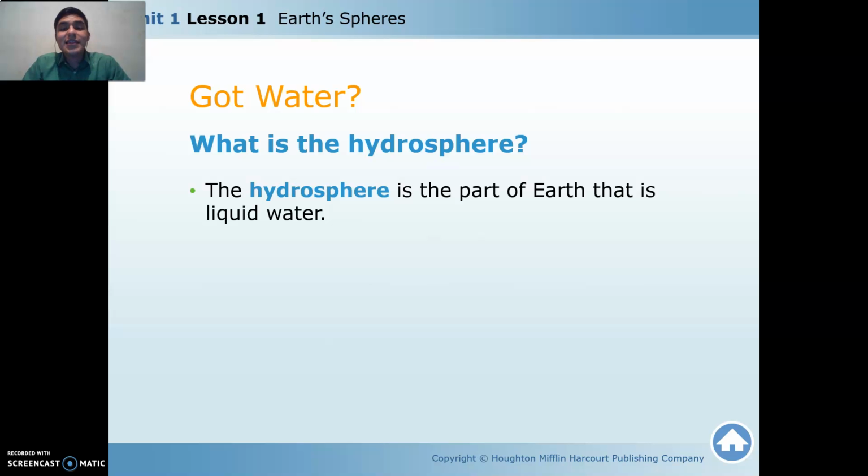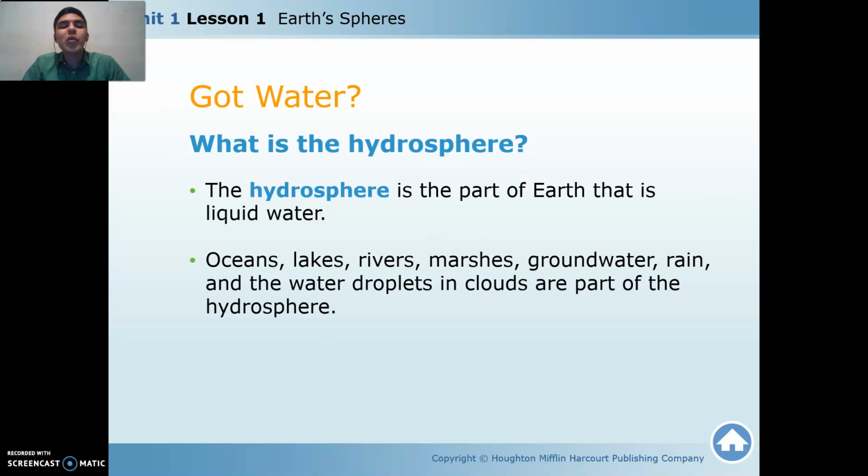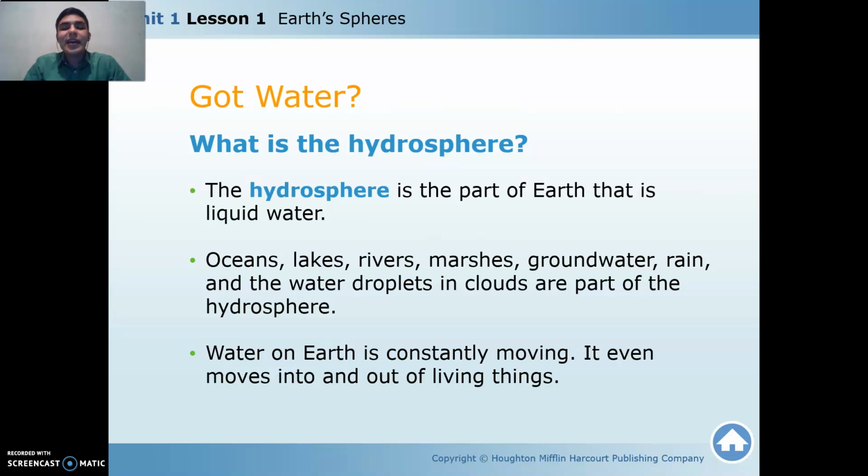The hydrosphere is the part of Earth that is liquid water. And of course, it's going to include all of the kinds of water that we can find around: oceans, lakes, rivers, marshes, groundwater, rain, etc. And also it's going to include some clouds and droplets. And water on Earth is constantly moving. It even moves into and out of living things.